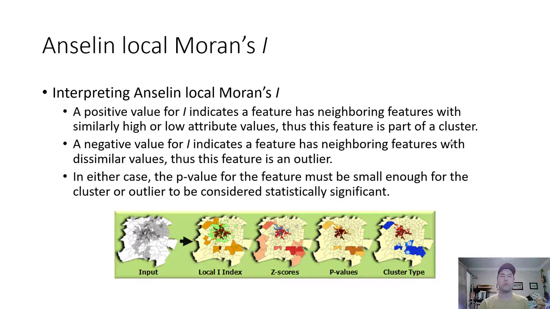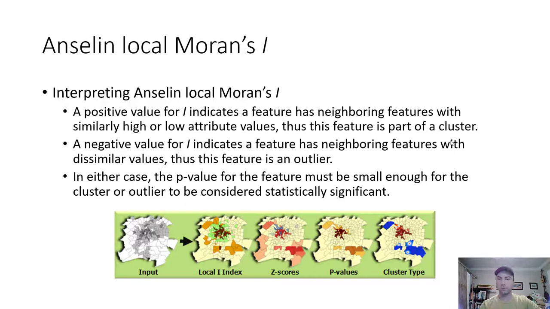In either case, the p-value for the feature must be small enough for the cluster or outlier to be considered statistically significant. So if that p-value is too high, then that means it's not statistically significant. So it's not a true cluster. It's not a true outlier. So we have to be aware both of the z-scores and p-values. But actually, you don't really have to be aware of it because the GIS, again, takes this into account. And when it spits out the feature class, you can symbolize based off of either score, either field there.